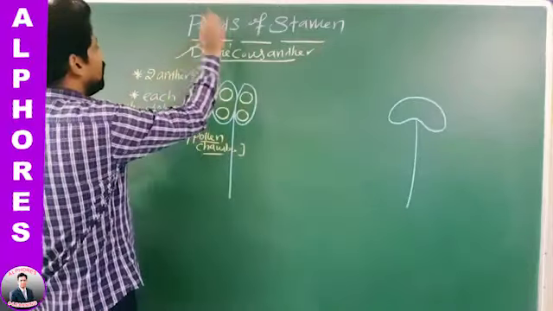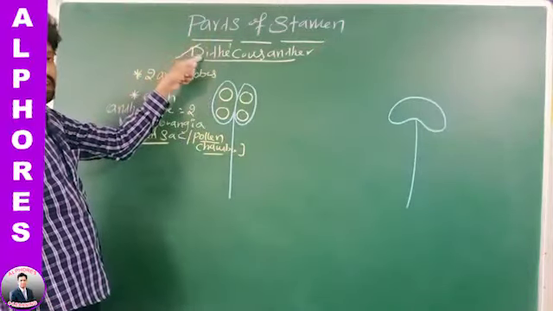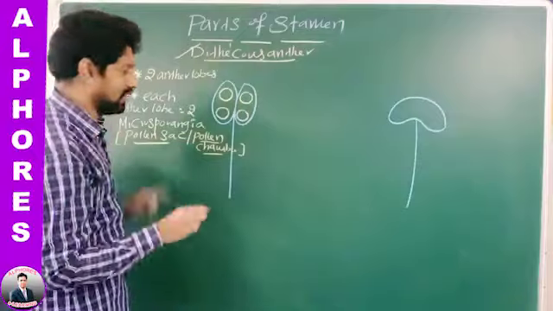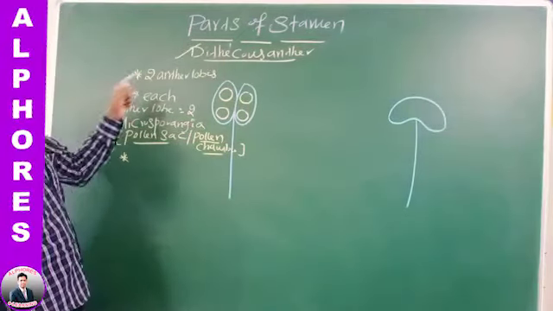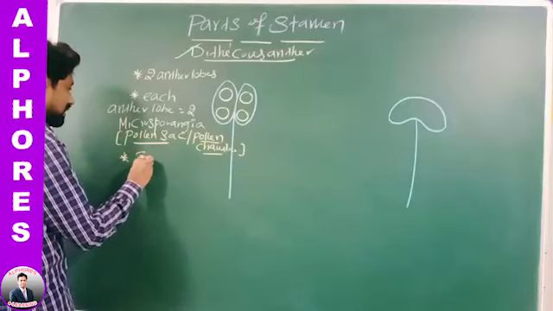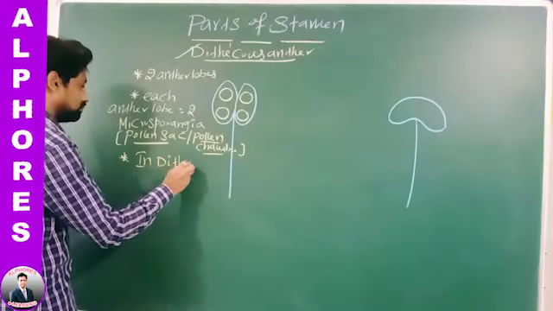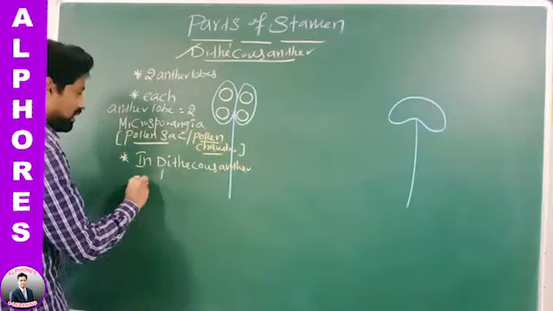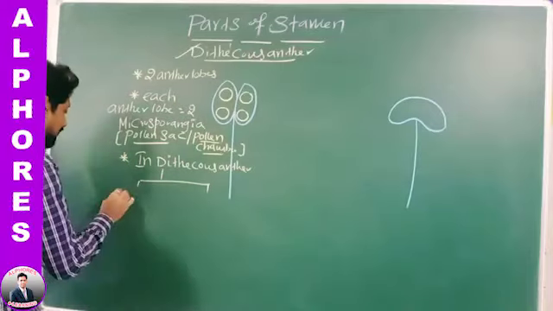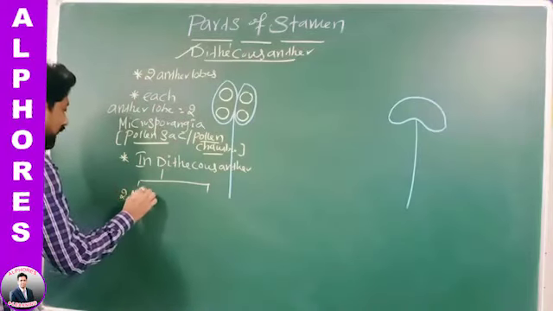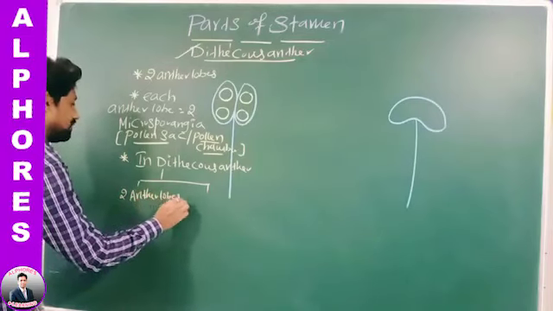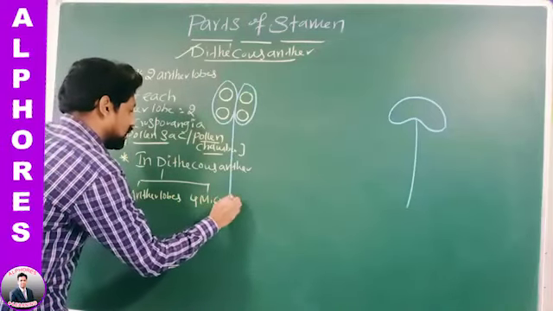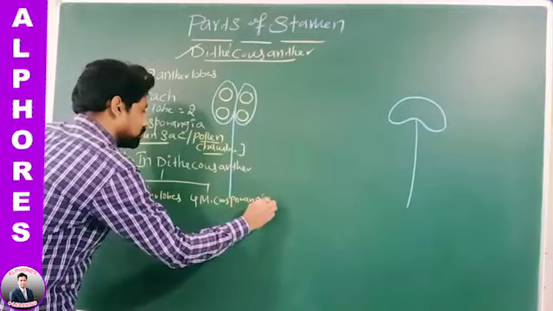Now, sir, which anther are we discussing? Dithecous anther. Now listen to this statement. In a dithecous anther, the number of anther lobes is how many, sir? Two. Yes or no? Two anther lobes are present. How many microsporangia are present? Four microsporangia are present.